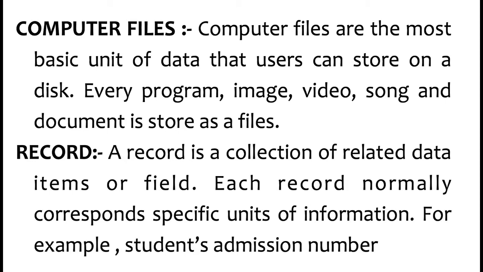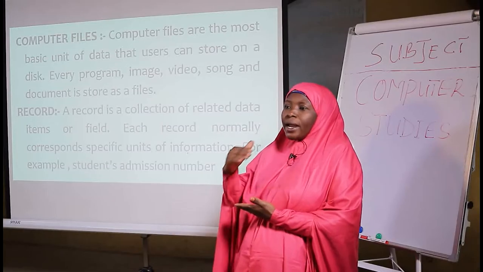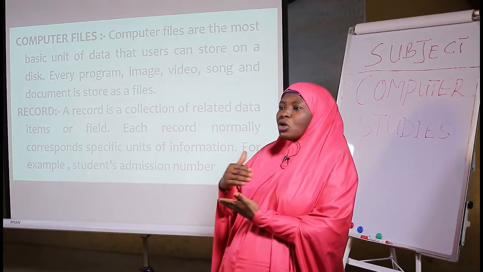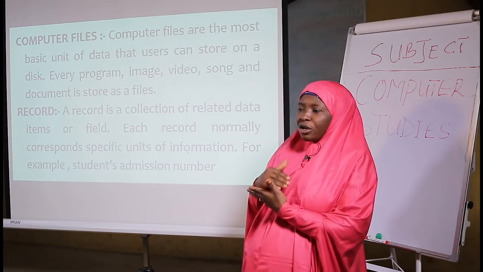Computer files can be defined as the most basic unit of data that users can store on a disk. Every program, image, video, songs, document is stored as a file. We have images when we are talking about the graphics or the pictures. We have songs, we have documents. All these can be saved on a file, and each file can serve as a disk. As the file or the data is being recorded, it is being programmed in a document.